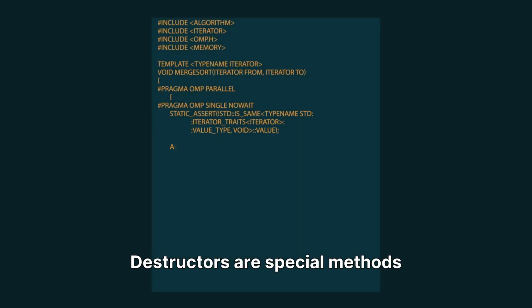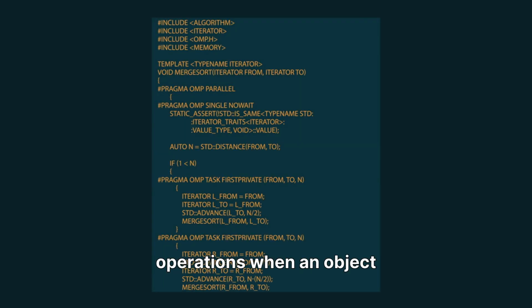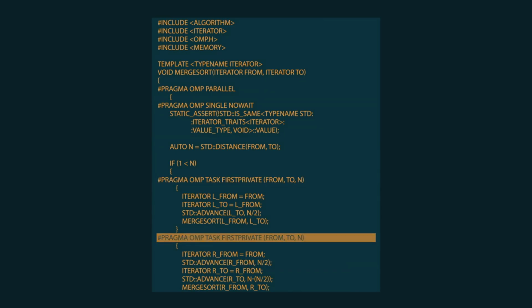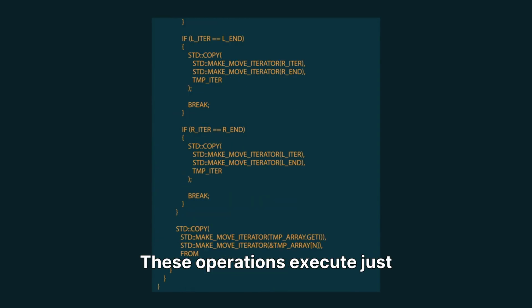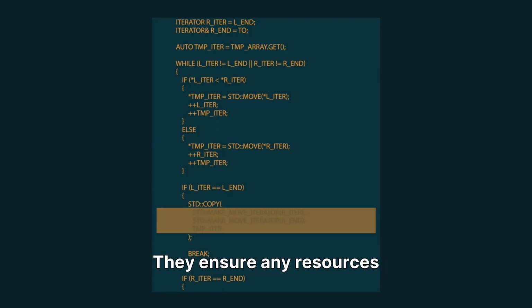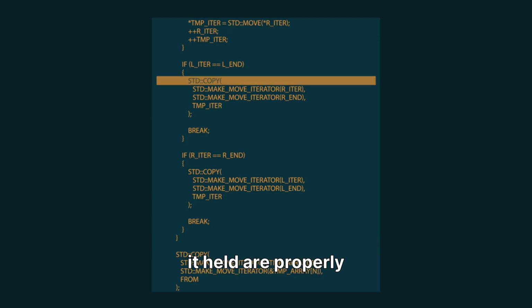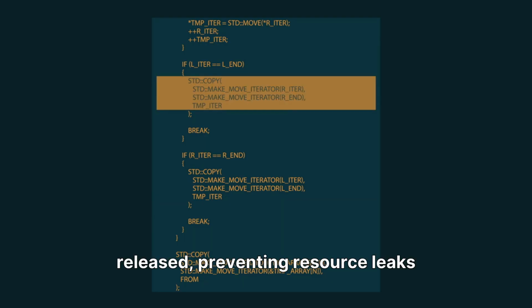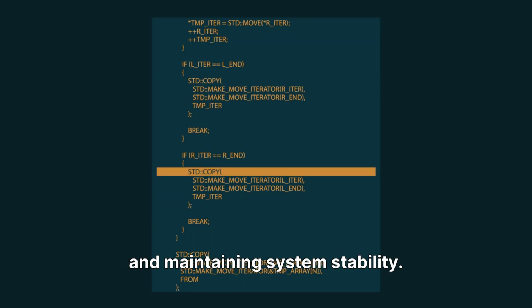Destructors are special methods used to perform cleanup operations when an object is no longer needed. These operations execute just before an object is permanently removed from memory. They ensure any resources it held are properly released, preventing resource leaks and maintaining system stability.